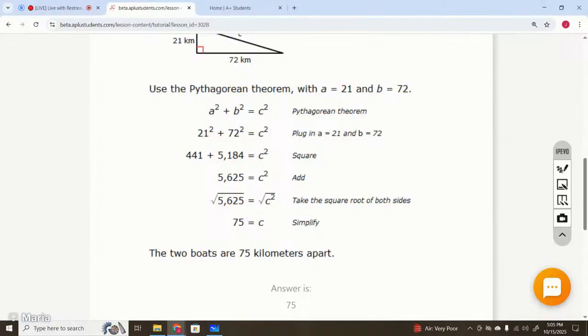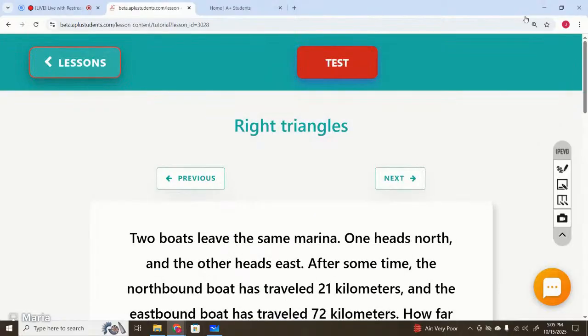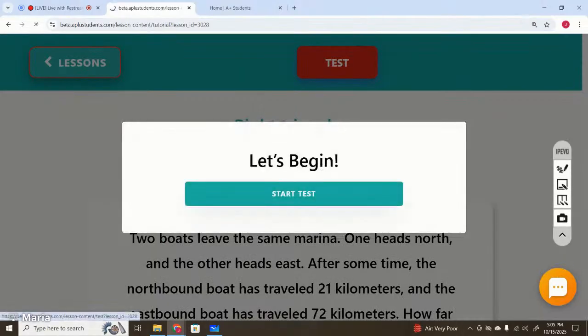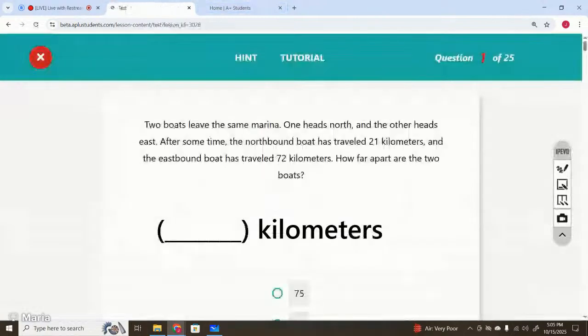Now I'm going to start with the test questions. Two boats leave the same marina, one heads north and the other heads east. After some time, the northbound boat has traveled 21 kilometers and the eastbound boat has traveled 72 kilometers. How far apart are the two boats?